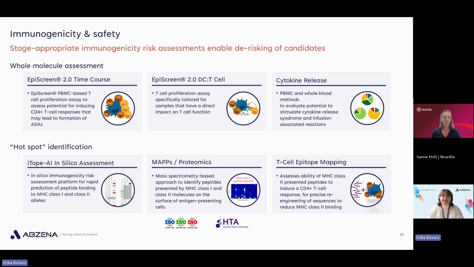And once we've run all these assays and we have identified that there is a potential risk for immunogenicity, then what we can offer is methods to identify these hotspots, these areas that may be causing the problems, and we can also suggest ways to engineer them out. So these methods are typically our iTope-AI in silico platform, as well as proteomics and peptide-based approaches.